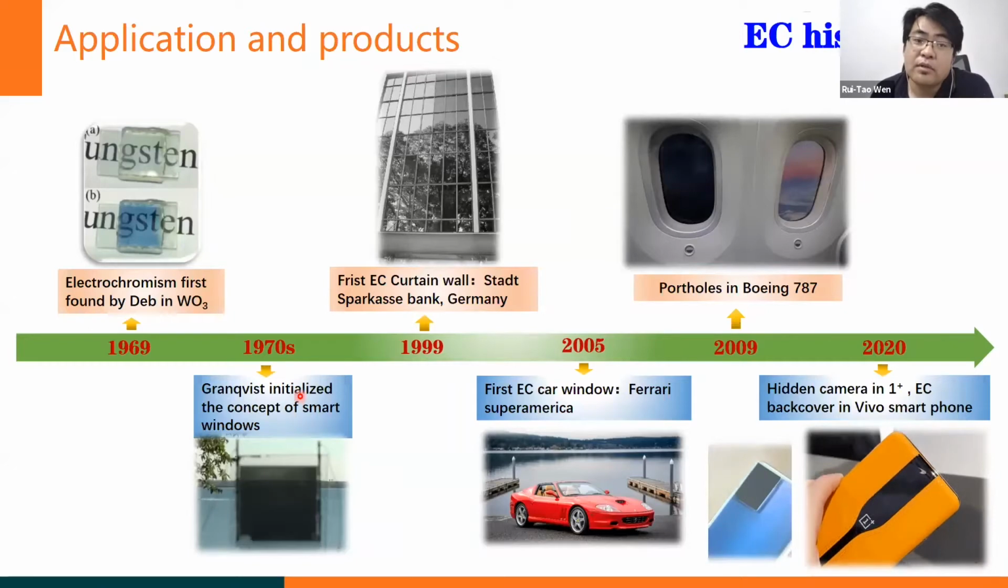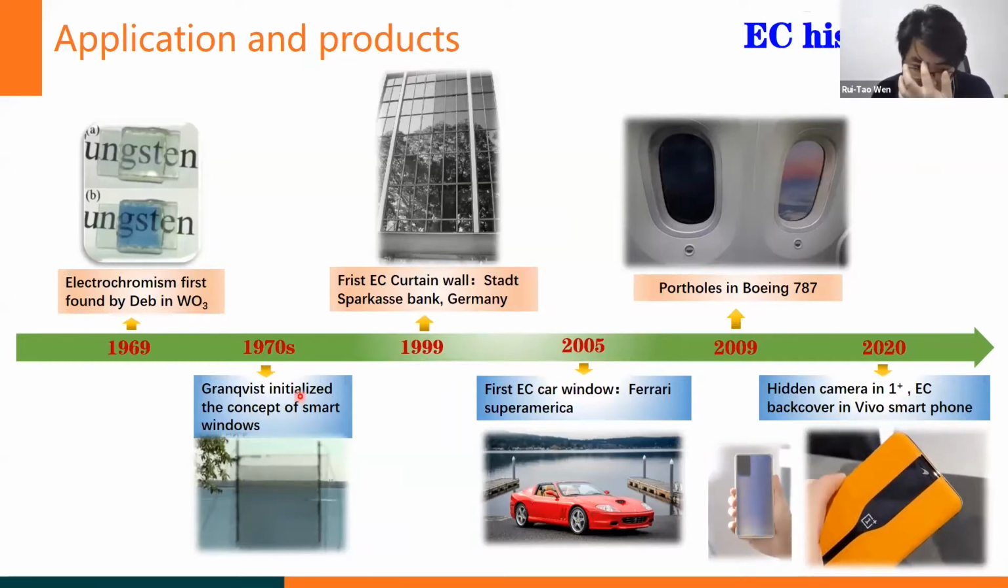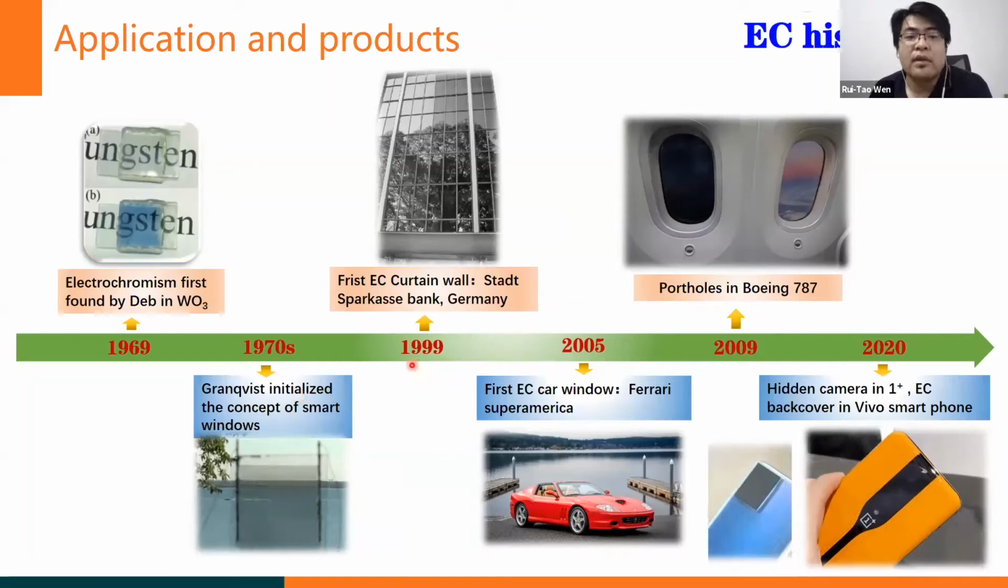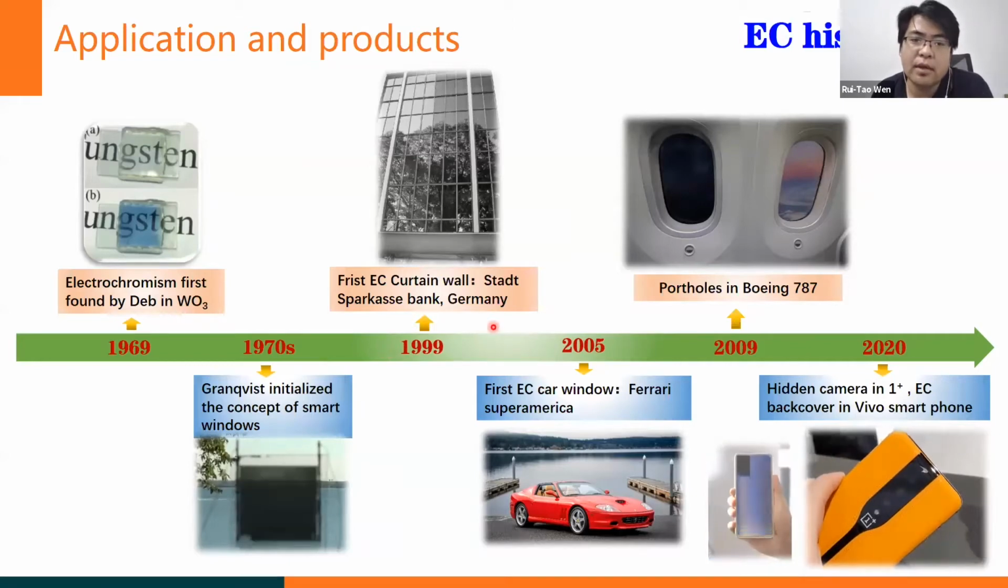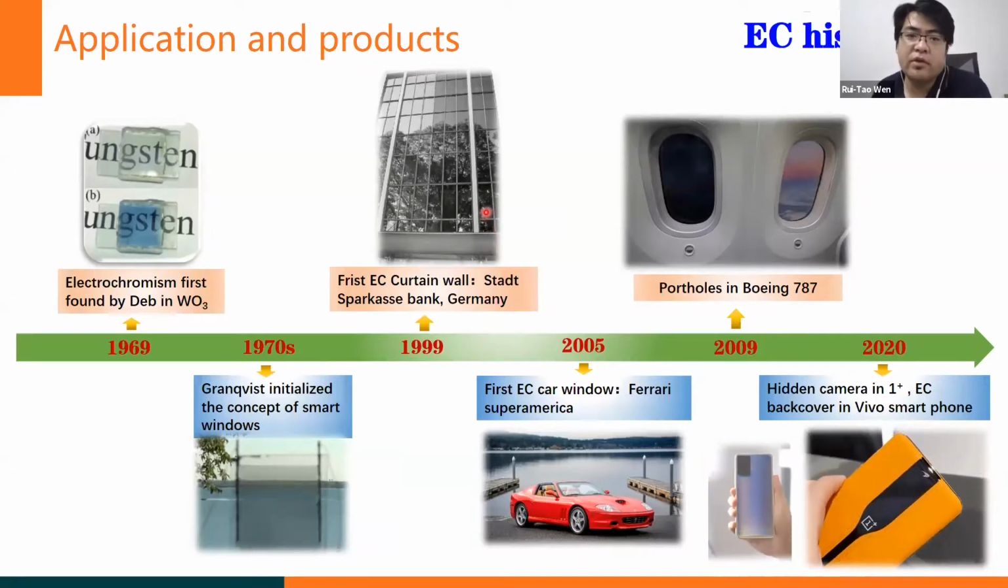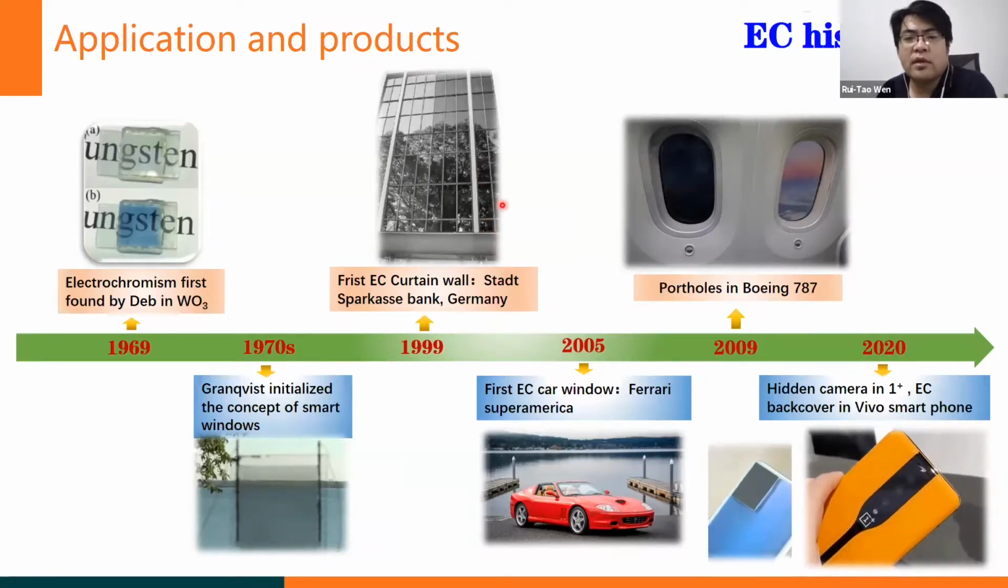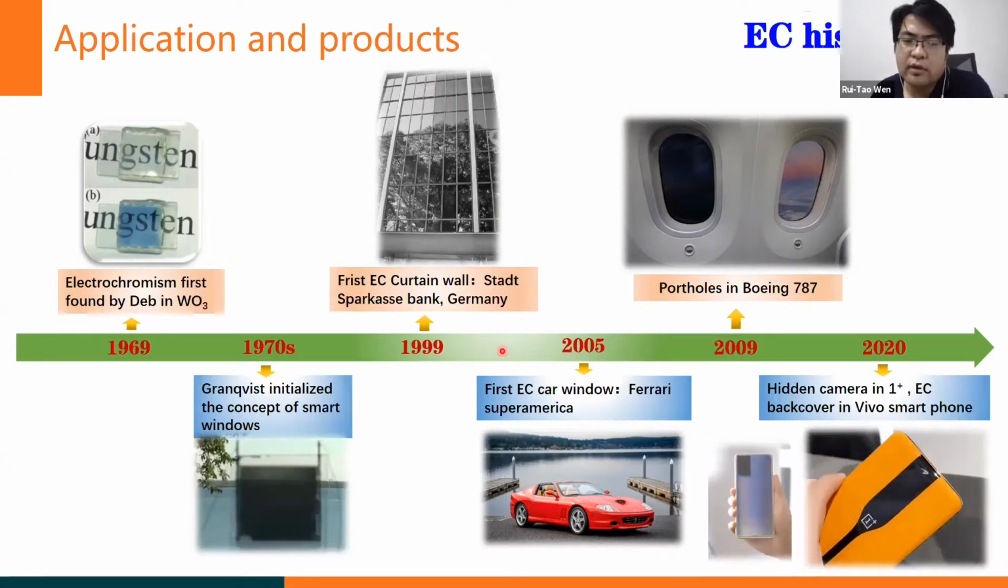which doesn't need very fast transition time. In 1999, a real building was installed with electrochromic layer windows. As you can see from here, that's a bank from Germany that uses electrochromic windows. And in 2005, some cars, for example, the Ferrari Superamerica from Italy, were also equipped with electrochromic windows.